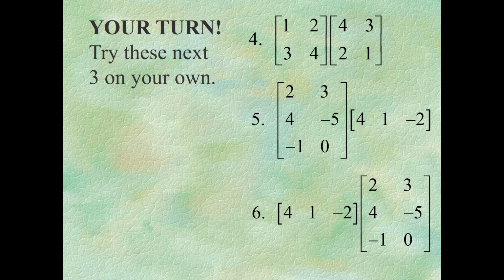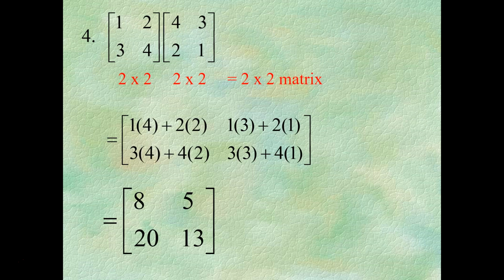Let's start with this first one. Here we have a 2 by 2 matrix, so our answer is going to be a 2 by 2 matrix. You should have gotten this work. Again, you want to show your work, so if you do make a mistake, I can help figure out where you made your mistake. But your resulting answer should be this matrix, that's 8, 5, 20, 13.